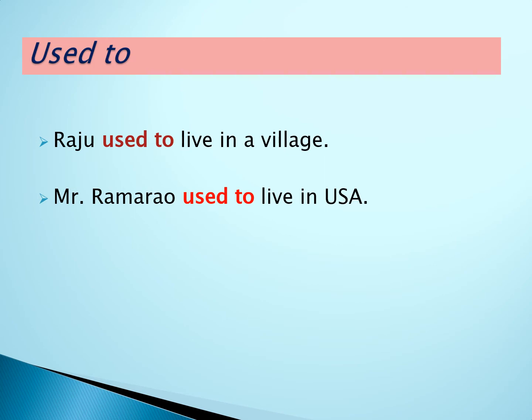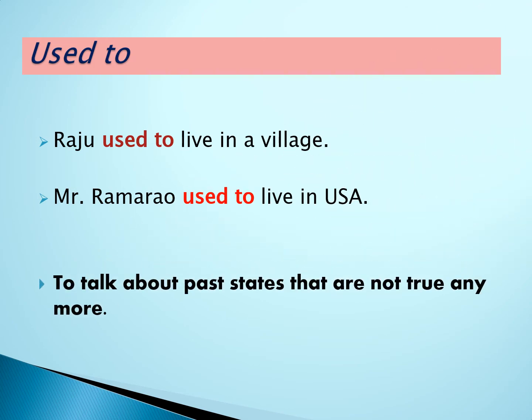So we can use "used to" to talk about past states that are not true anymore. So Raju lived in a village. That was the past state. Ramarao used to live in USA. That was the past state. That are not true anymore now.